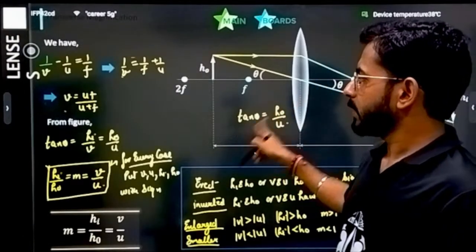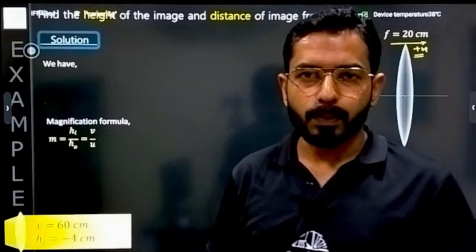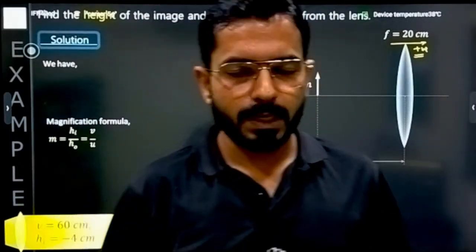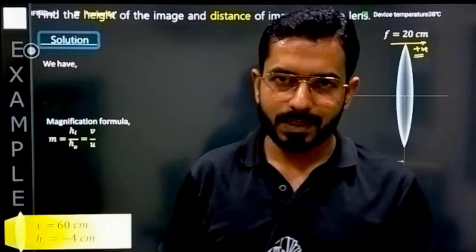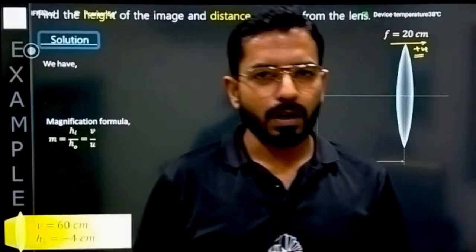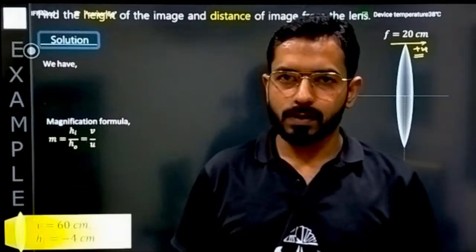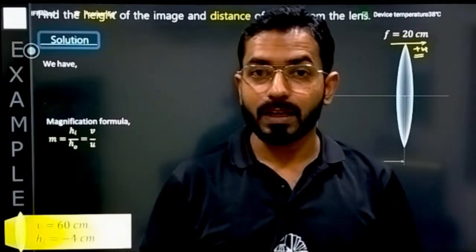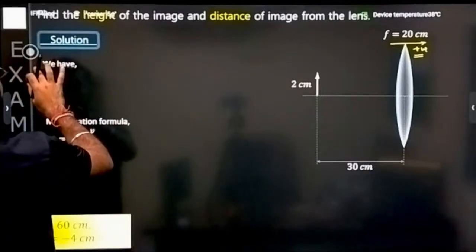Fine. So let's apply this in the formula and try to understand, because some positive and negative sign conventions will come. When it is taken as positive, what is the meaning of positive, and what is the meaning of negative? Let's understand by the question. We already say that the principal axis is our reference line. Above that, anything is calculated as positive, and below that, anything is calculated as negative. Correct? So let's see.